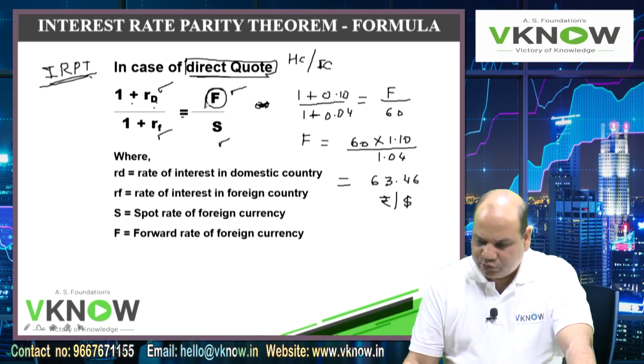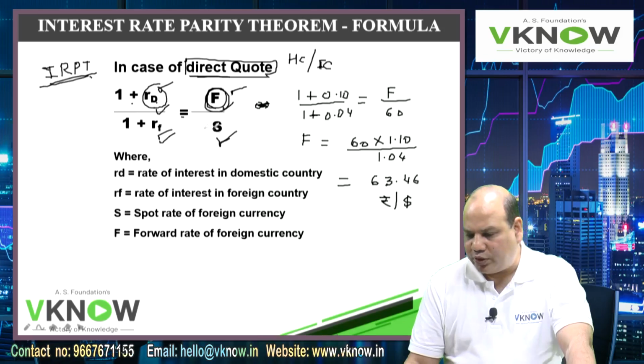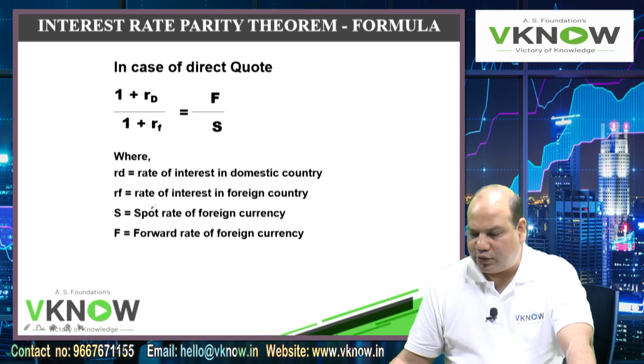Most of the time this forward rate is missing. So using this formula you can find the forward rate. In some question RD may be missing. Again apply this equation and find RD. So there are 4 variables, and in the exam question 3 of them will be given to you and you can find the 4th one. So you are convinced that this formula is working correctly.